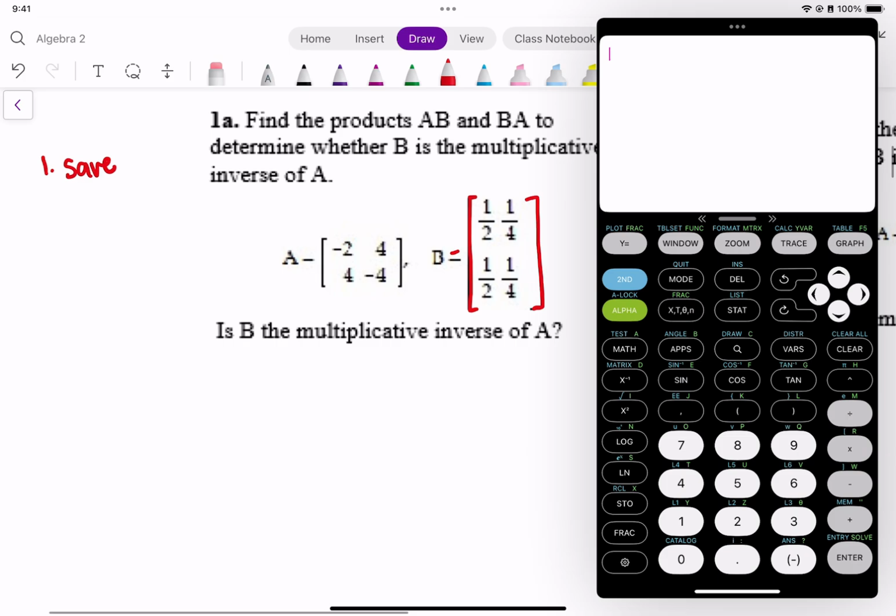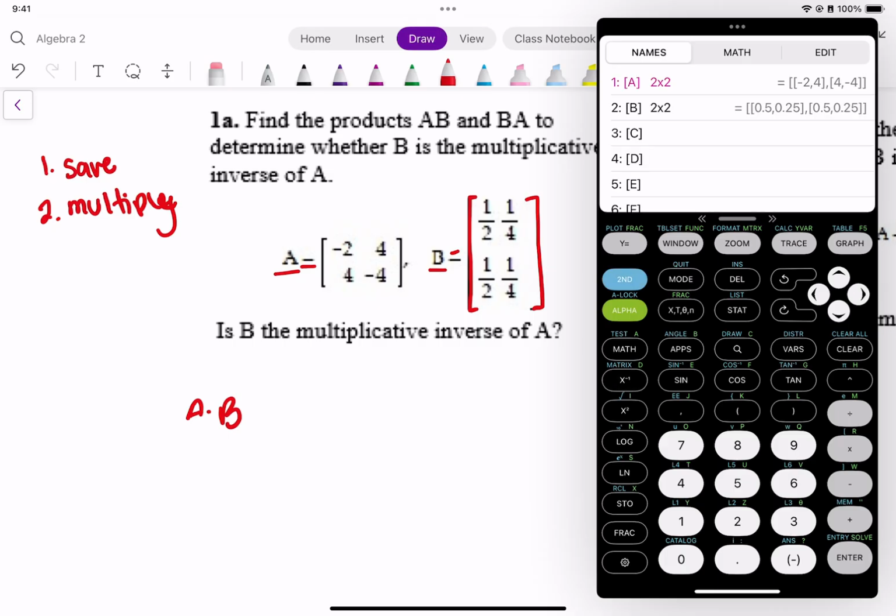So that was the first step, right? Save both of the matrices. So we saved A under A and we saved B under B. Okay, first thing that we're going to check once we have saved them is 2, we're going to multiply. Now, we're going to start by multiplying A times B. So in order for that to work, we're going to set that on a calculator. First, we're going to paste matrix A.